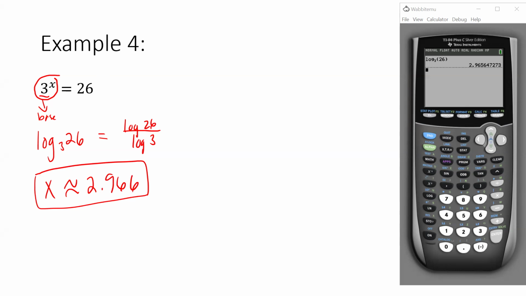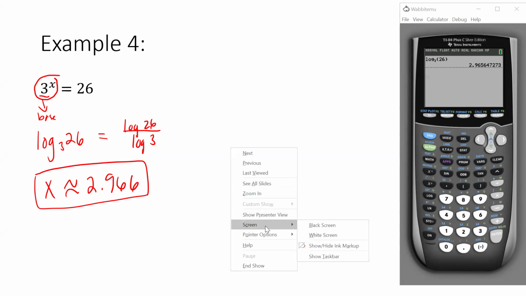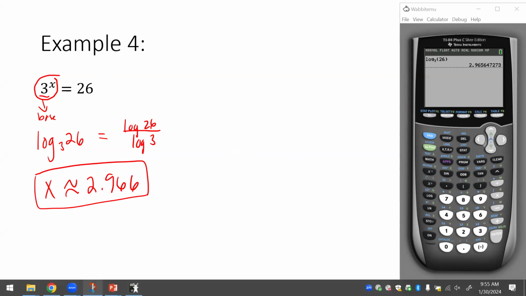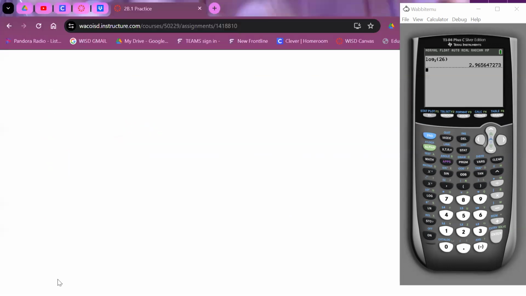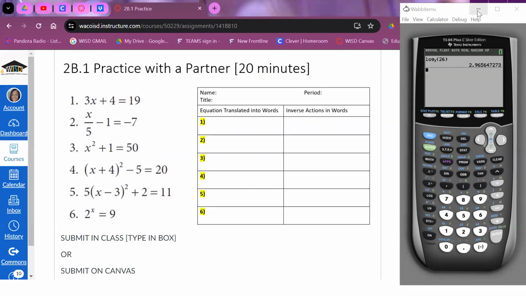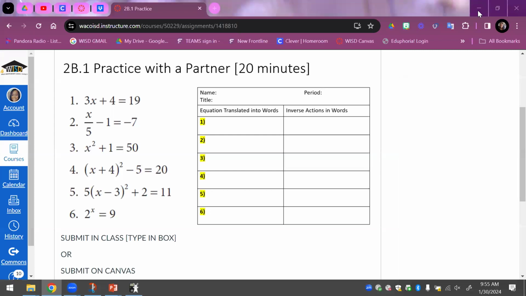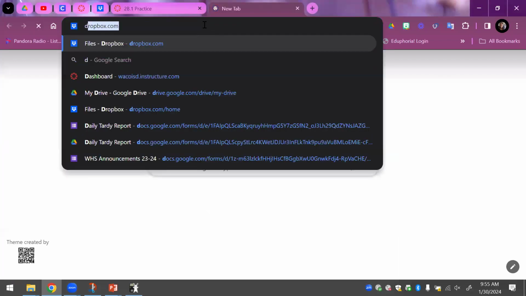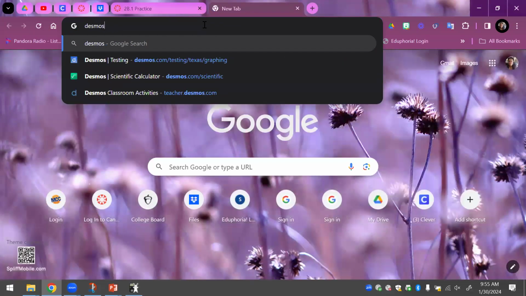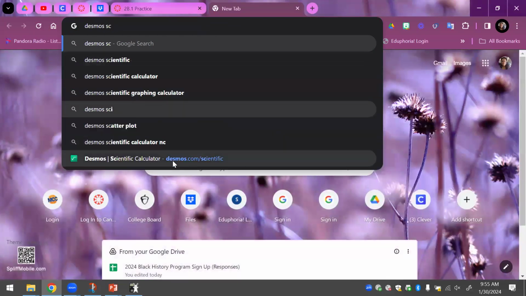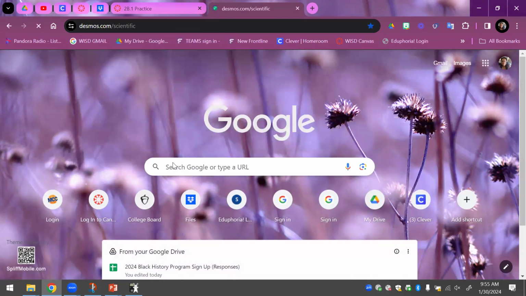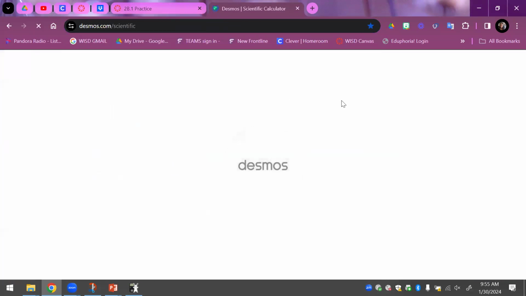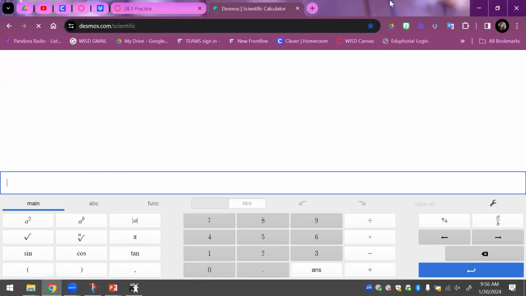That wasn't bad, was it? Okay. All right. I'm going to model it in Desmos. So let me go to my Desmos Scientific calculator. So again, you're using Desmos Scientific.